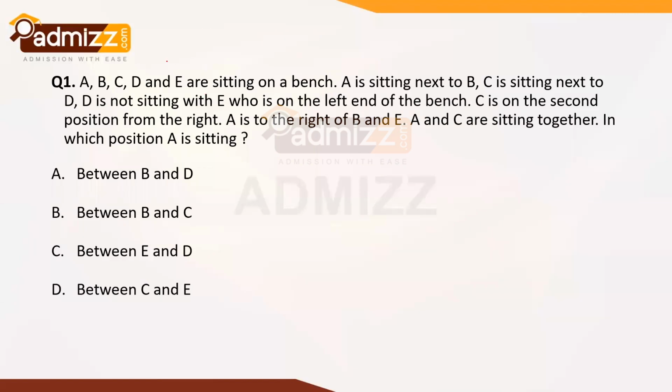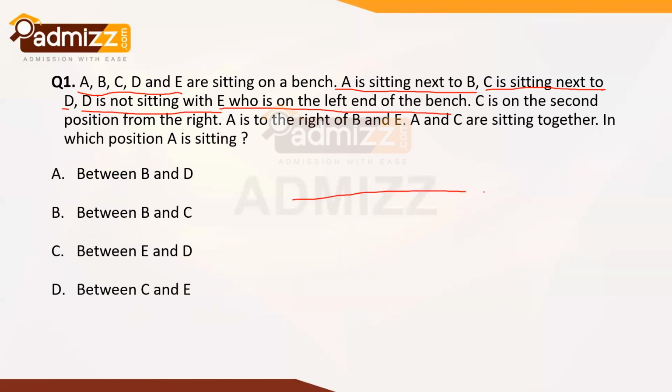Now take a look at this problem. You guys can feel free to try this on your own, but I'll be solving this right here as well. A, B, C, D, and E are sitting on a bench. So this implies that it is a linear arrangement. A is sitting next to B, C is sitting next to D, and D is not sitting with E. So we've got three hints. And we know that E is on the left end of the bench.